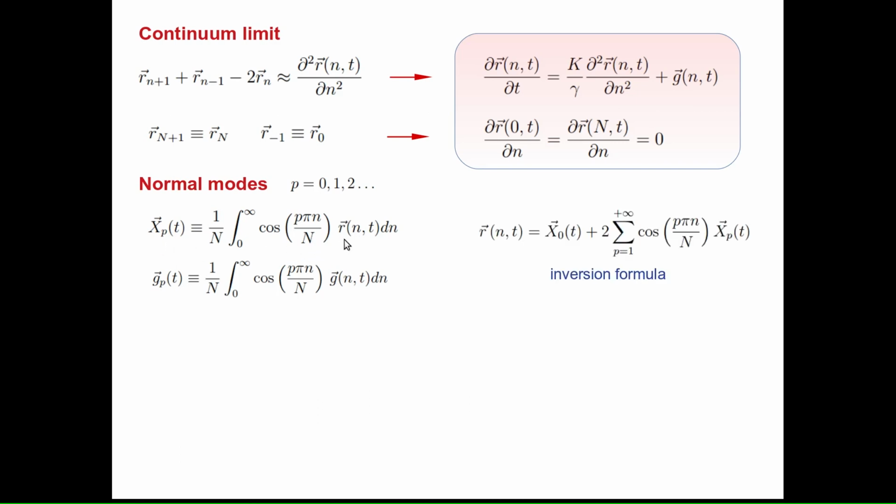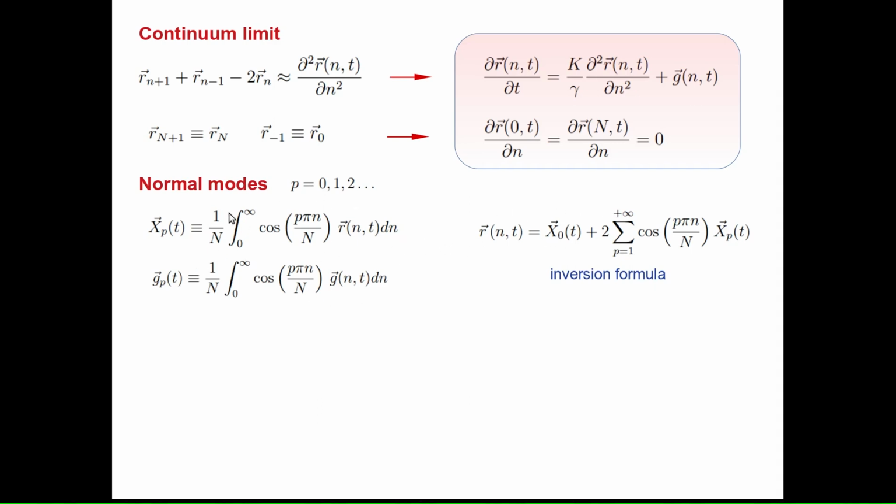So they are related to the R. You go to these normal modes, or vice versa. Given these normal mode coordinates X0 and Xp, I can go back to the monomer position coordinates. So it's a kind of Fourier transform, and there is an inversion formula that allows me to go back and forth from one picture to the other.